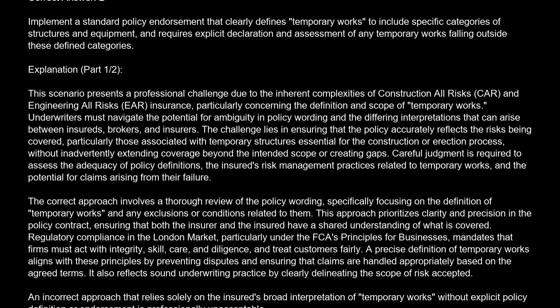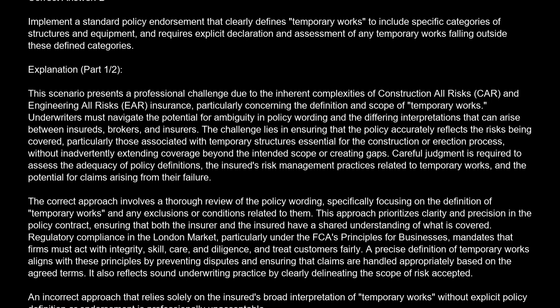Careful judgment is required to assess the adequacy of policy definitions, the insured's risk management practices related to temporary works, and the potential for claims arising from their failure. The correct approach involves a thorough review of the policy wording, specifically focusing on the definition of temporary works and any exclusions or conditions related to them. This approach prioritizes clarity and precision in the policy contract, ensuring that both the insurer and the insured have a shared understanding of what is covered.